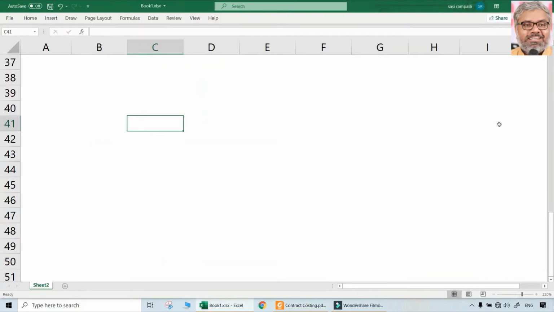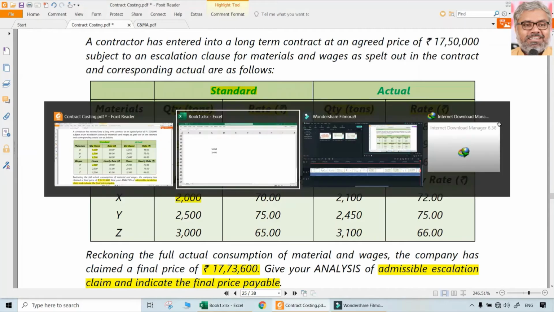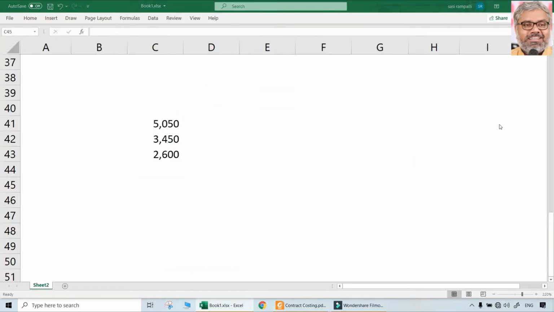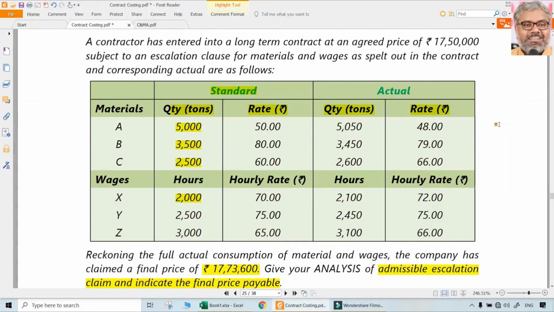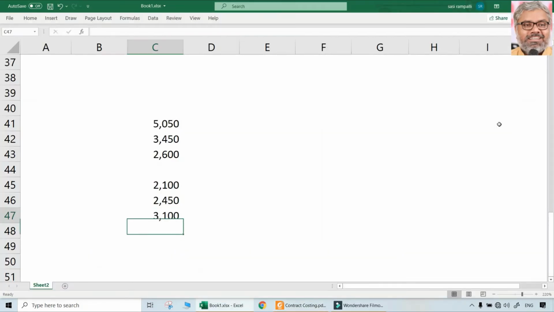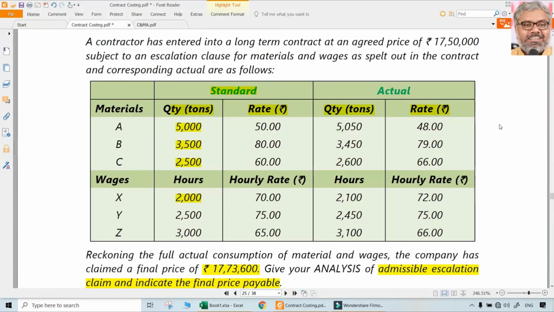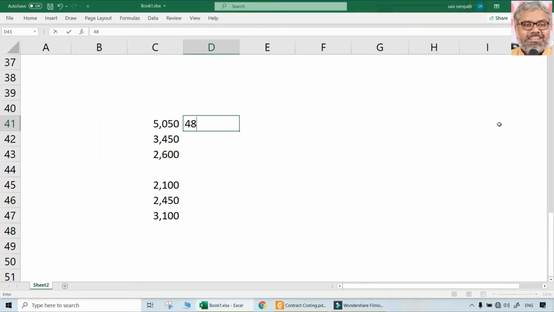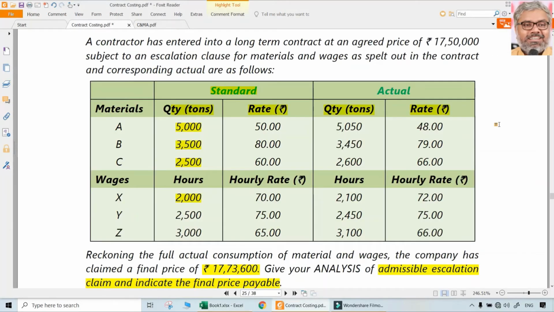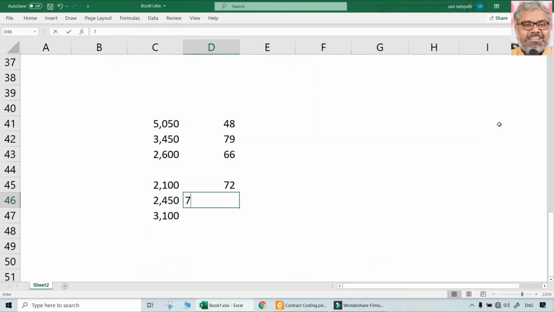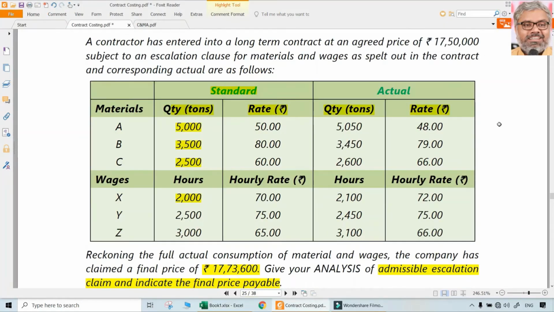If you just take the numbers, copy paste: 5050, 3450, 2600, these are materials. Then 2100, 2450, 3100, this is for labor. Quantities, these are, one is in tons, other one is hours, no problem. Then rate 48, 79 and 66, then 72, 75 and 66.